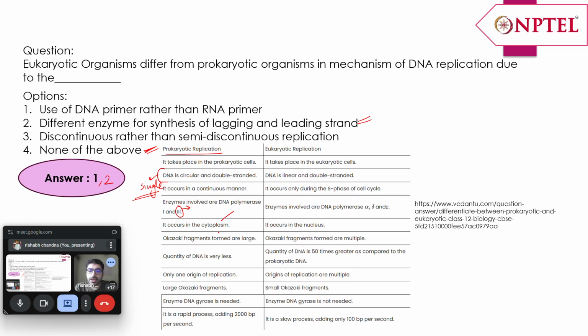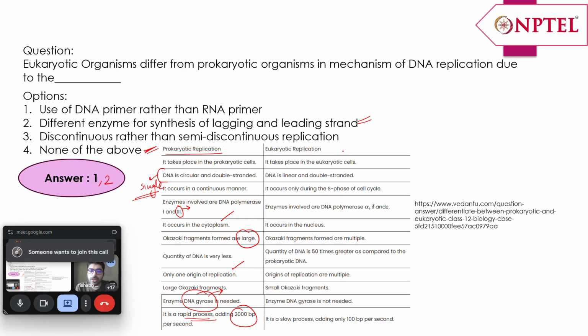Okazaki fragments in case of prokaryotic replication are large. Only one origin of replication is present in the prokaryotic DNA, and the enzyme DNA gyrase is needed to release the tension created due to the unwinding of the DNA. It adds around 2000 base pair per second, and it's a rapid process in case of the prokaryotic replication.